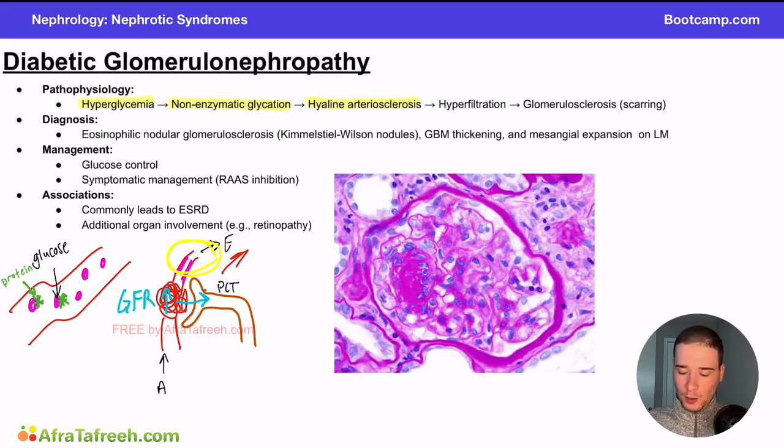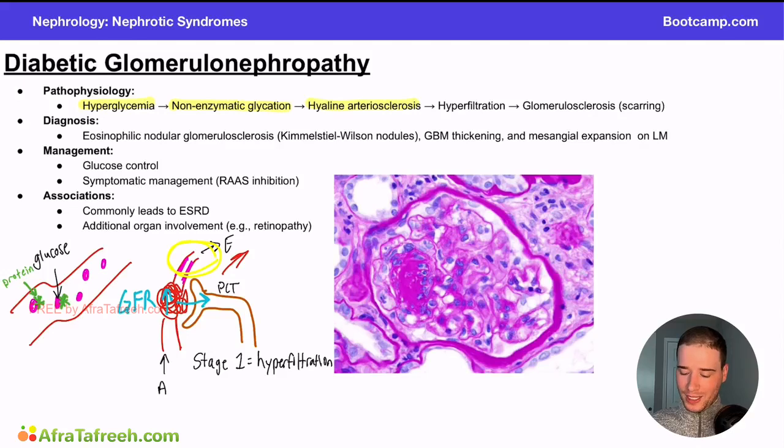Again, this ultimately has what effect on GFR? Well, it increases GFR because by increasing the capillary pressure, we're causing more of it to be pushed through the Bowman's capsule and ultimately filtered into the nephron. This is important because this is actually the first stage of diabetic glomerulonephropathy, and this is called hyperfiltration. So the hyaline arteriosclerosis leads to hyperfiltration and ultimately glomerular sclerosis, or scarring of the glomerulus.